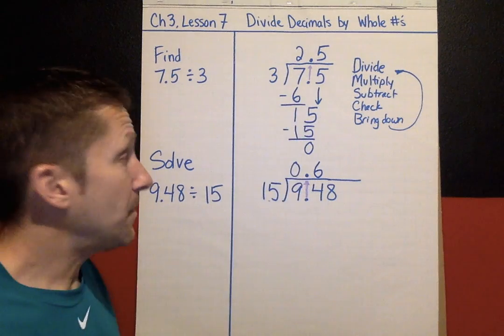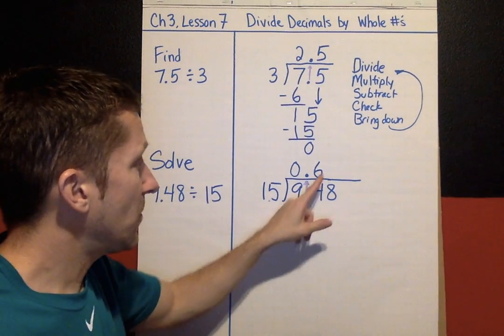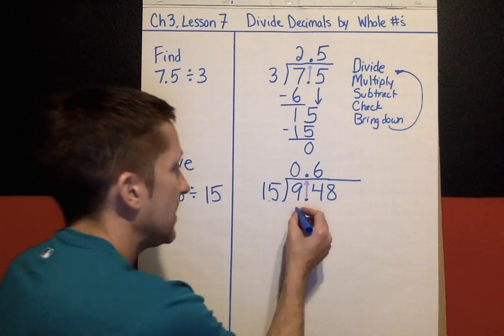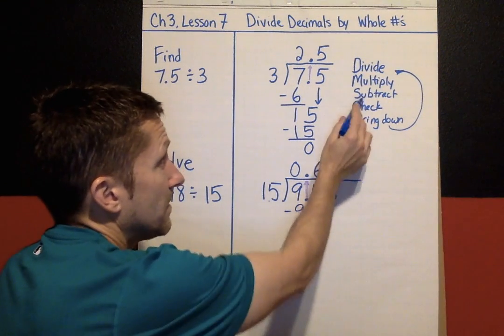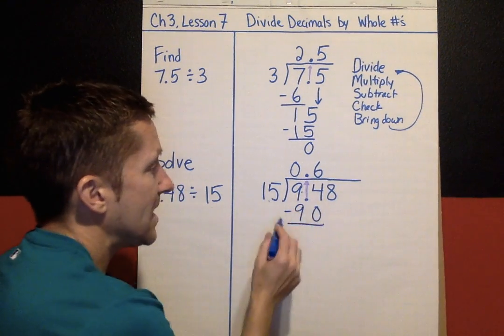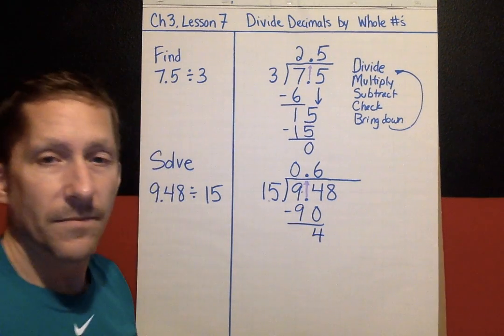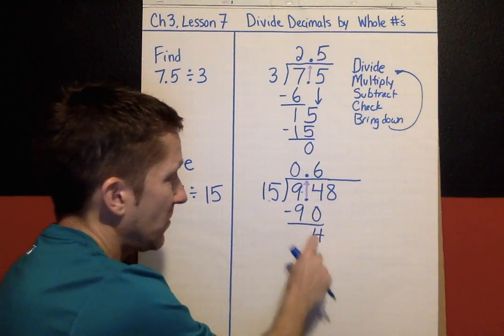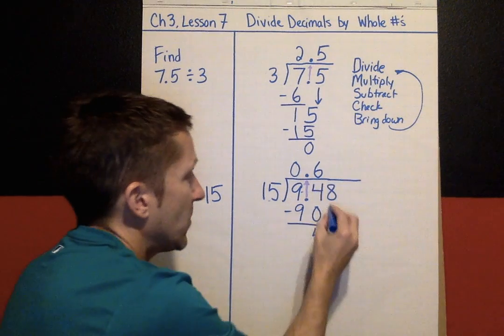That's the divide step, going right down these. Divide, how many 15s go into 94? 6. Multiply, 6 times 15 is 90. Next step is subtract. What's 94 take away 90? I get 4. Check step. Is 4 smaller than the divisor? It is. Next step is bring down.